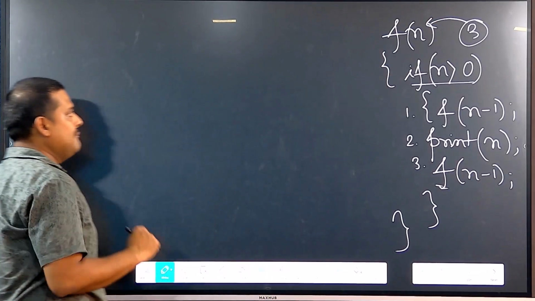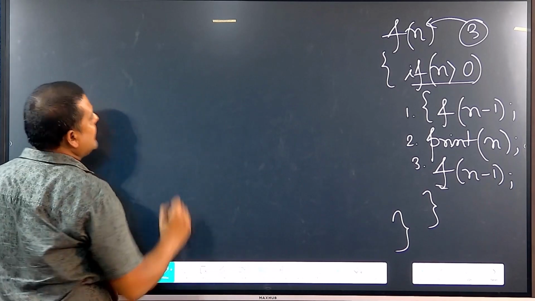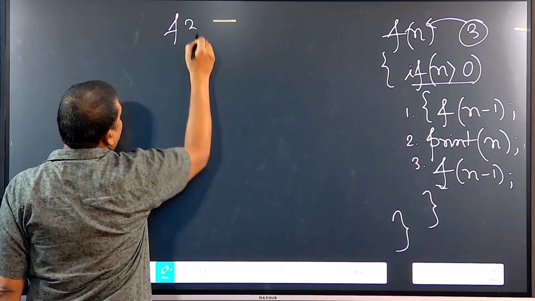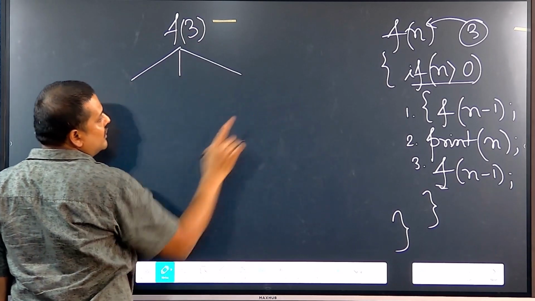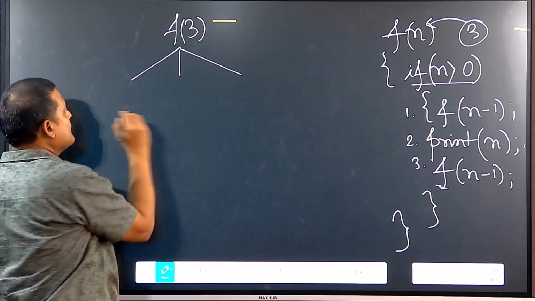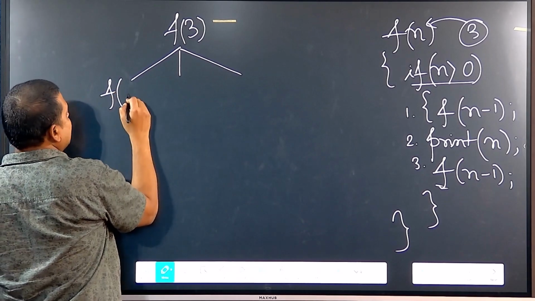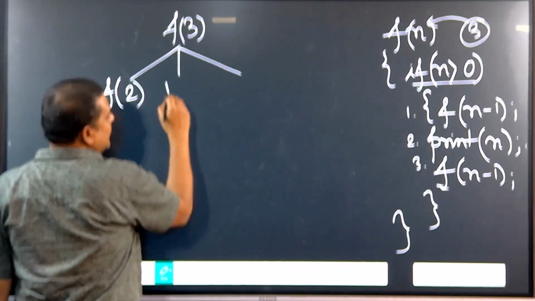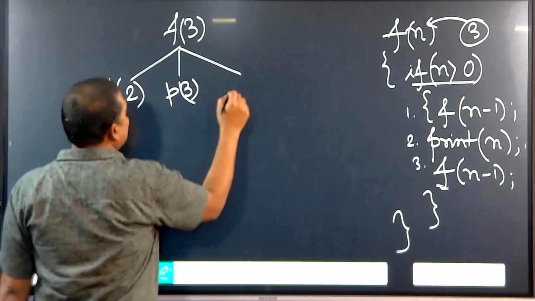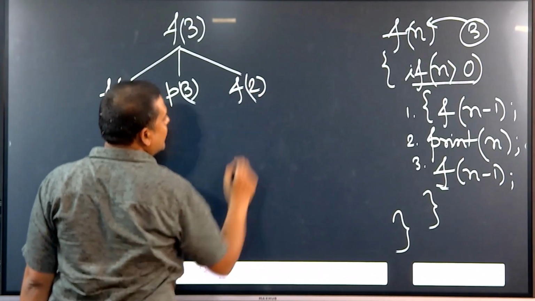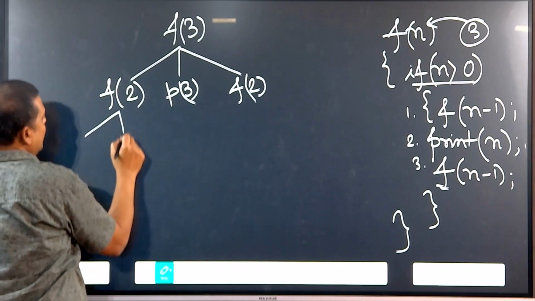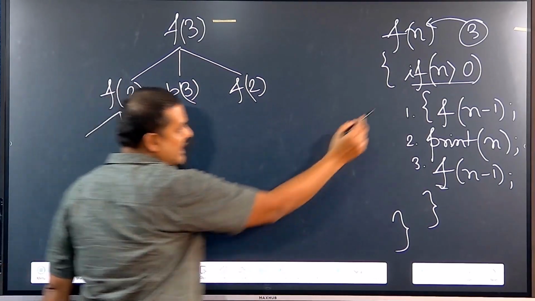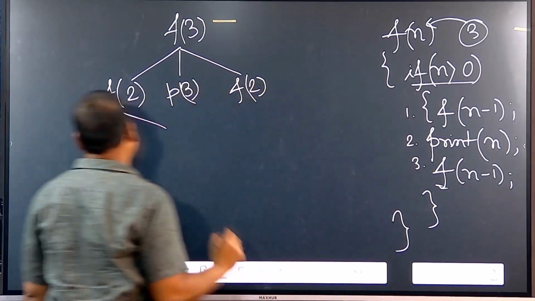Next, this example. We are calling the function f with value 3. There are 3 different calls. So for n greater than 0, there are 3 different calls: function f with n minus 1, that is 2, printing of n, that is 3, and function f with n minus 1, that is 2. Function 2 will be called with 3 because n is greater than 0, so 3 tasks are there.